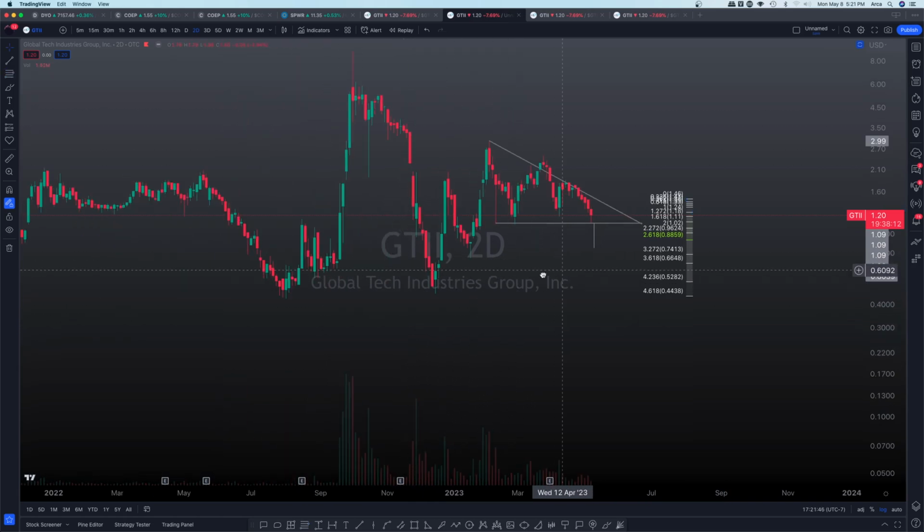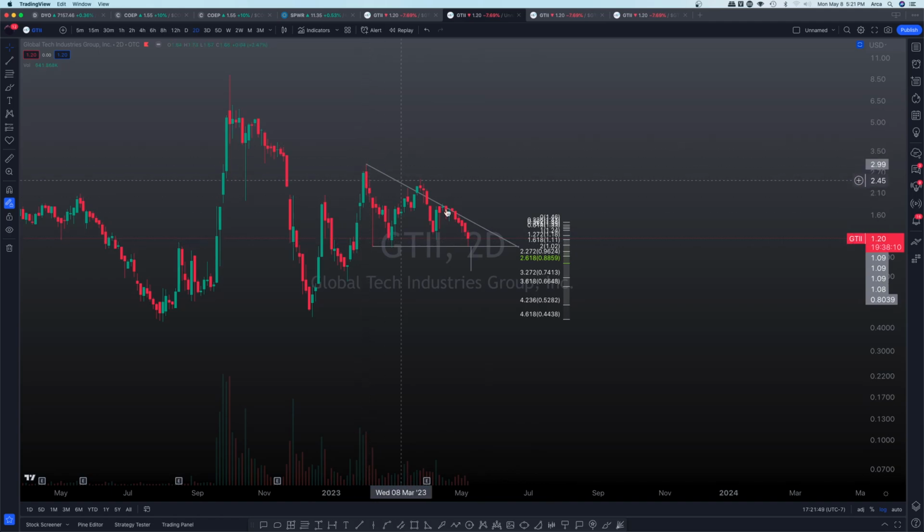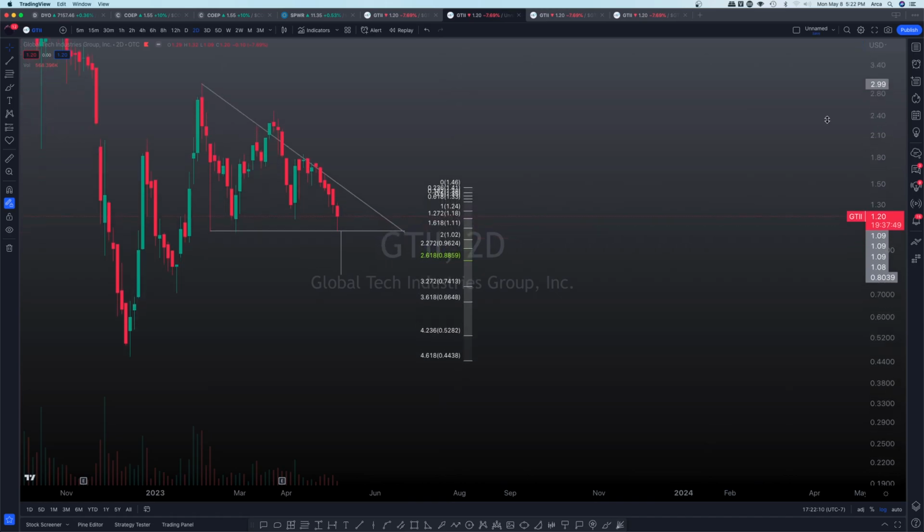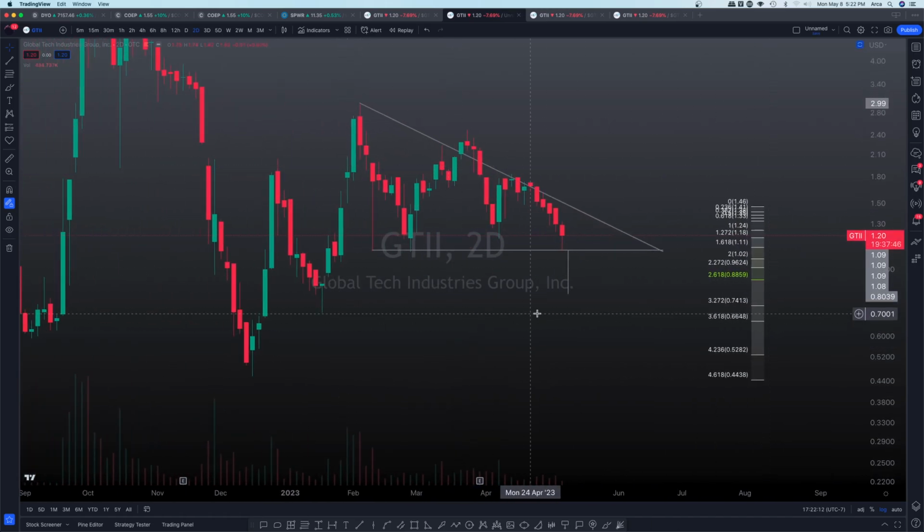This formation is a right angle triangle, right? The right angle triangle or descending triangle is usually a bullish formation, but it's a bullish formation when it is formed after a downside. In this case, it's being formed after an upside. So traditionally, this formation is a bearish formation, right? One of the price objectives that we can gather from this would be in respects to the area of breakout. So let's just say that we were to break out to the downside from this point here.